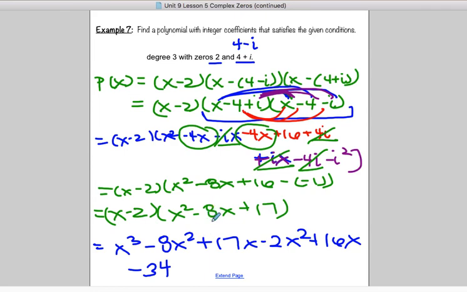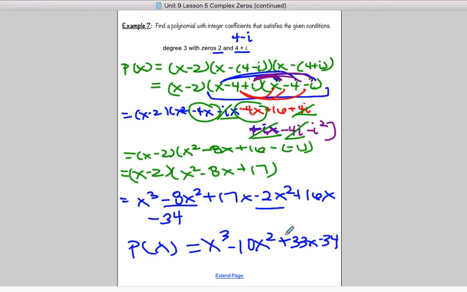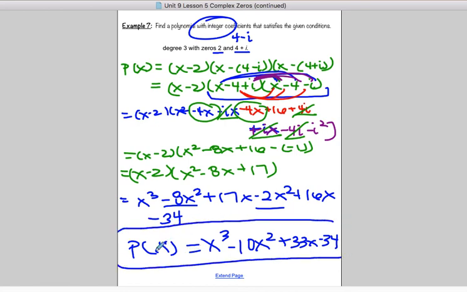Okay, then I continue, is that everybody? Yes. Then I combine my like terms. So P of x will equal x to the third minus 10x squared, 17x plus 16x should give me 33x minus 34. So there is my polynomial, and I would confirm integer. No fractions or anything weird in the front. They're all whole numbers, so that's good. Positive and negative whole numbers. They are integers. That's what that makes them. So that is example 7.